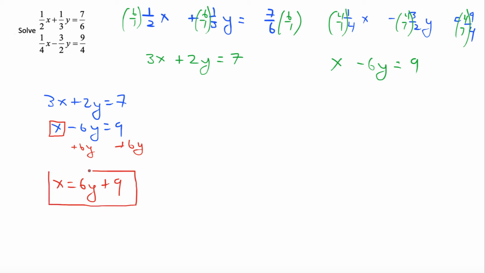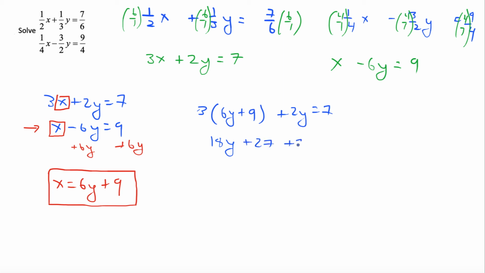And what we need to do then in the substitution step is to substitute that into the other equation for that x. So we use this equation to get x by itself, and then we're going to substitute that expression for x into the other equation. Let's do that. 3 times x, but instead of putting x, I'm going to put 6y plus 9, plus 2y equals 7. And you notice here we only have y's now, so we should be able to solve this for y. So 18y plus 27 plus 2y is equal to 7. 18 plus 2 is 20.